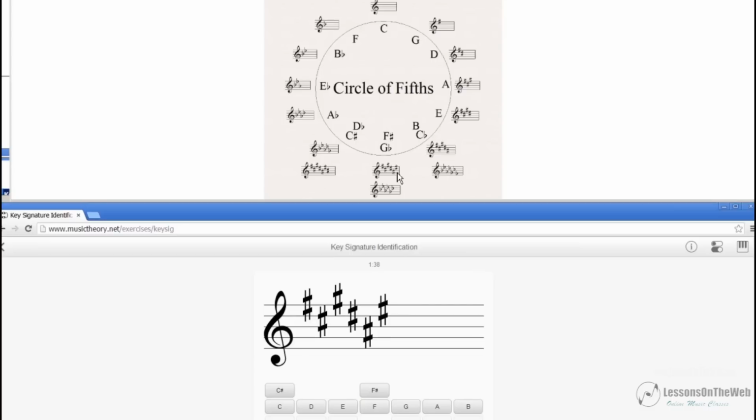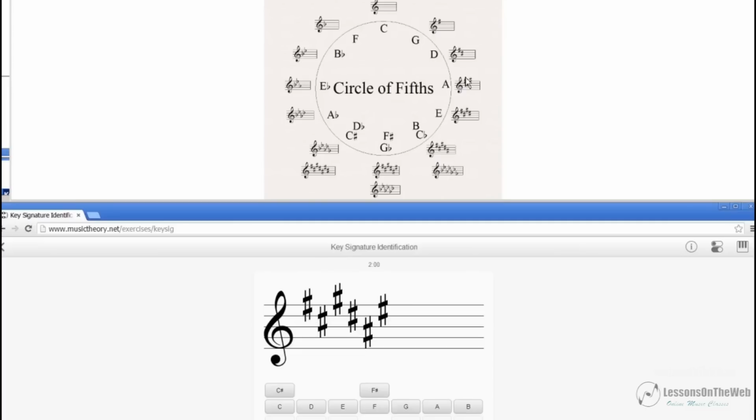So 6 sharps, looking at the circle of fifths, say, okay, well, that's the key of F sharp. Like I said, eventually you want to do this by memory. That's the key of C again. Key of C sharp, key of B. I know these pretty well. Key of F, key of A. So because I have them memorized, I can breeze through them without looking at the chart.